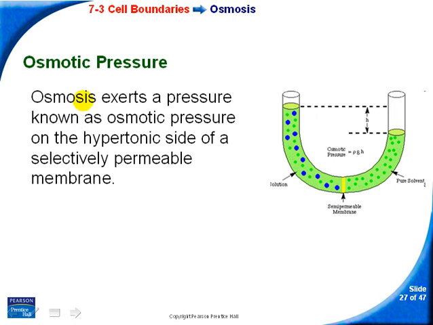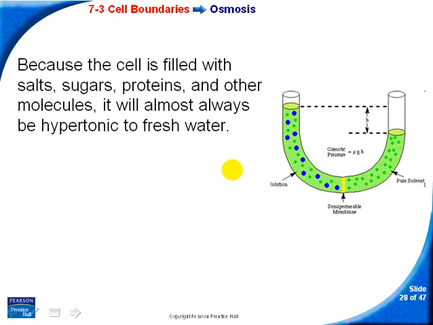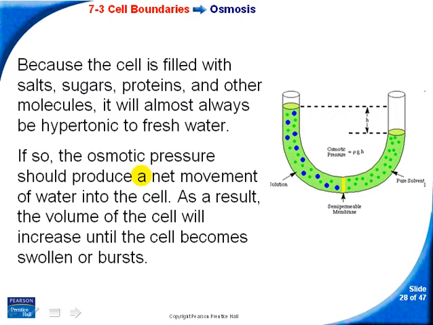Osmotic pressure. Osmosis exerts a pressure known as osmotic pressure on the hypertonic side of the selectively permeable membrane. If you look at this beaker right here, you can see there's a solution here with more particles in it. The pure solvent, meaning there are no particles in it, is going to diffuse across the membrane into this side right here. And that's what we call osmotic pressure.